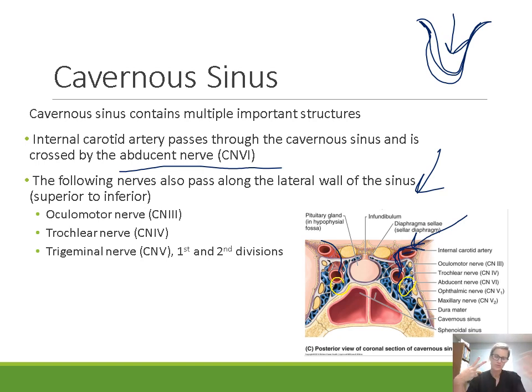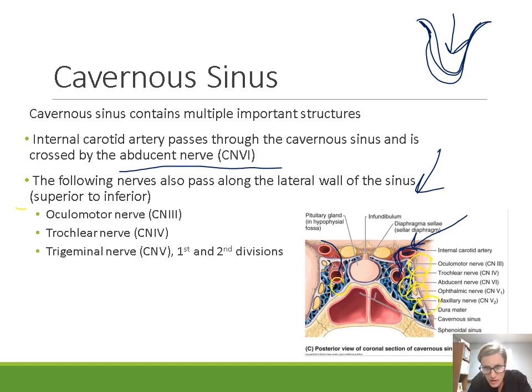There are also 3 cranial nerves, but there's 2 divisions of 5, so 4 nerves that pass along the lateral walls of the cavernous sinus. That's cranial nerve 3, the oculomotor nerve. You can see that up here. So from the top to the bottom, it's 3, 4, and then 5-1 and 5-2. So oculomotor up top, the trochlear nerve passes just underneath it. It's really small. And then 5-1 and 5-2. So the ophthalmic, which is 5-1, V1, and maxillary, which is V2.